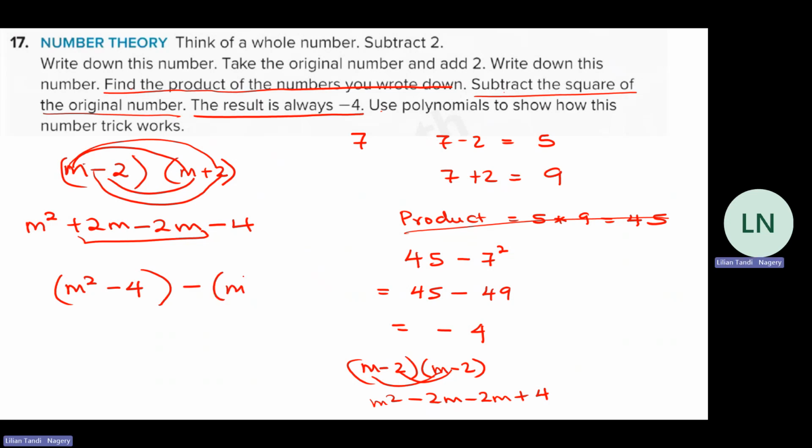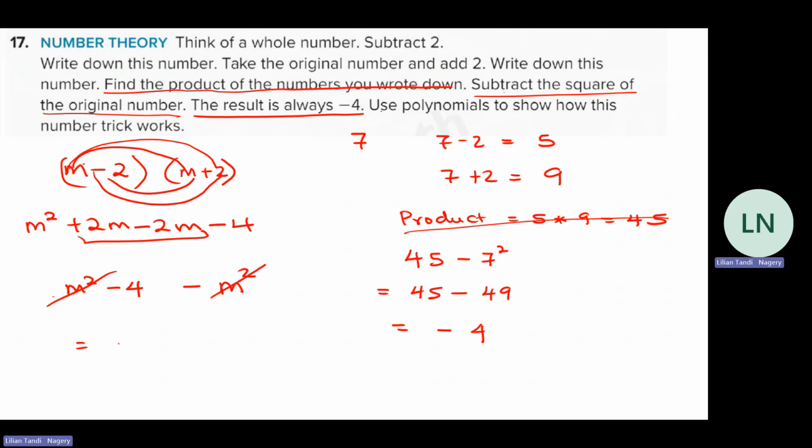Minus m squared minus 4m plus 4. Subtract the square of the original number. The original number is m, not m minus 2. Very good. See, you constantly have to keep reading. The original number was m, and then you square it. So if you subtract this and this, you will get 0, and you will be left with negative 4.